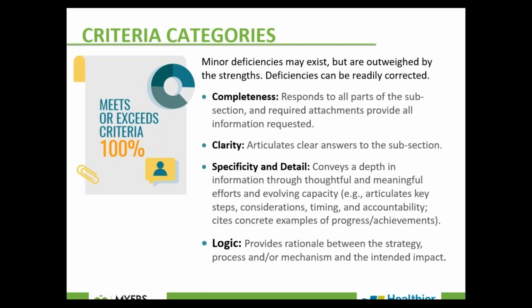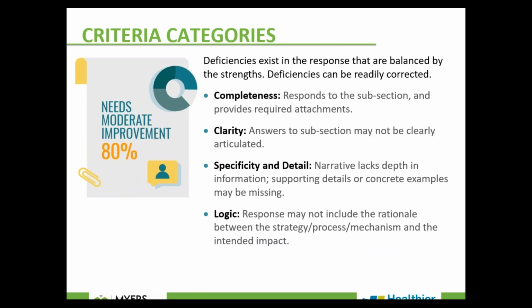So for the next criteria, it needs moderate improvement. And for this particular category, 80% of the subsection total allocated points will be received based on your performance. For this criteria, our reviewers will have noted overall strengths that are outweighed in certain areas by deficiencies, but we would note these deficiencies during a write-back process, which will allow ACHs an opportunity to remediate again the original response.